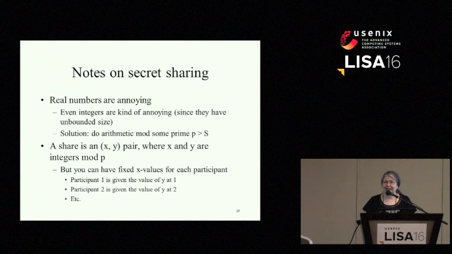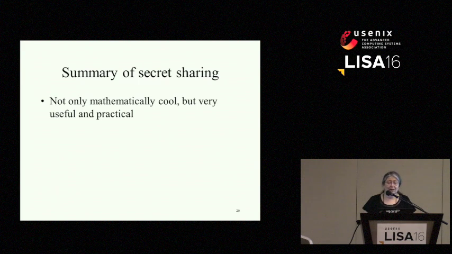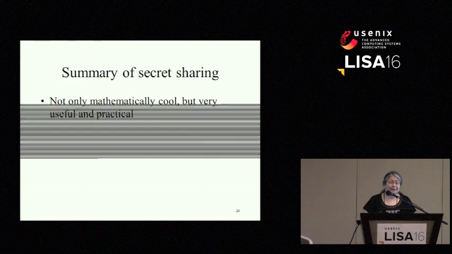Now, real numbers are kind of annoying with computers. And even integers are annoying because they can get an unbounded size. So in general, in these sorts of things, you do arithmetic mod some prime p, which will be greater than the secret. And a share is an xy pair where x and y are integers mod p. And you don't even have to give people an x share, because you could say, you're my friend number 7, so I'll give you the value of y at x equals 7. So this is not only mathematically cool, but it's very useful and practical.